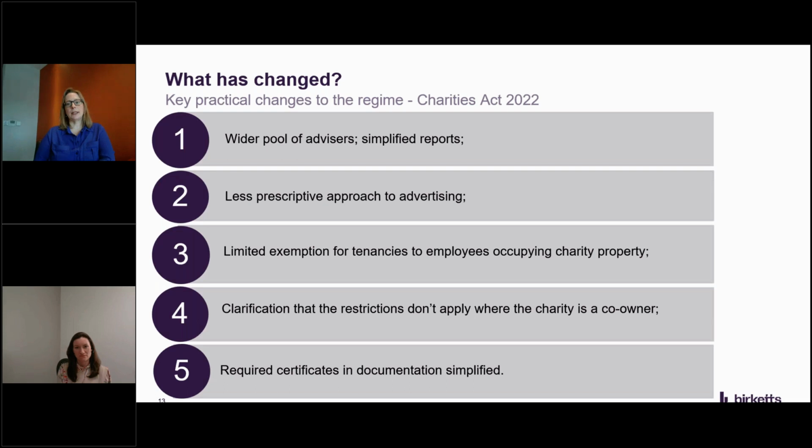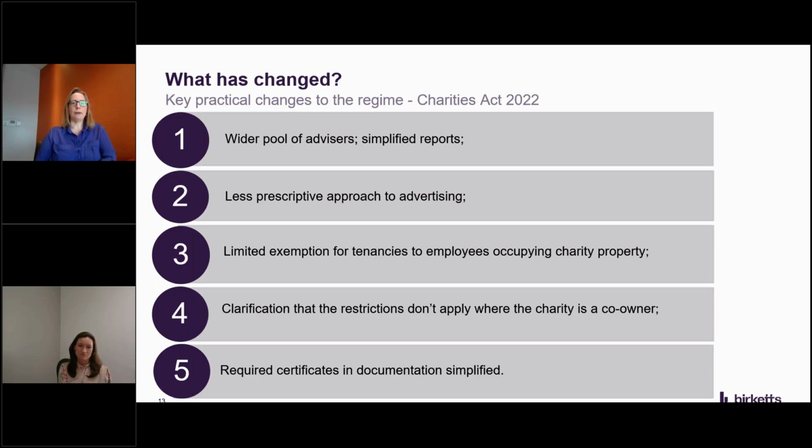Obviously, if the trustees don't follow that advice, they're going to have to be able to justify that. But it does then allow for a bit more flexibility where people don't want to advertise, don't think it's necessary, perhaps there's an obvious purchaser, so it does allow a little bit less of a prescriptive approach there and can help with speeding things up.